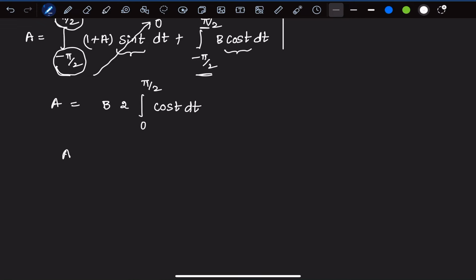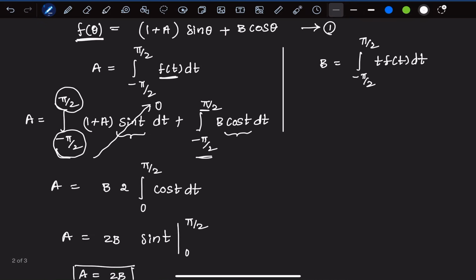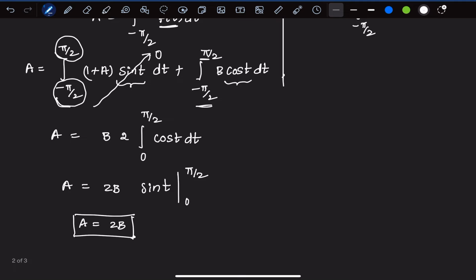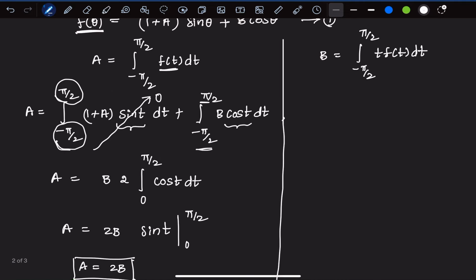So that is a equals 2b, and integral cos theta is sine theta, so this will be sine t, limits are pi by 2 to 0, so that is simply a equals 2b when you apply the limits. And now let us go to this particular equation.